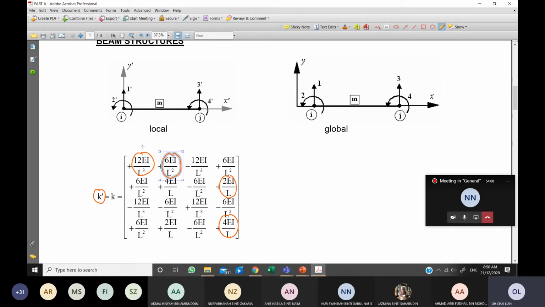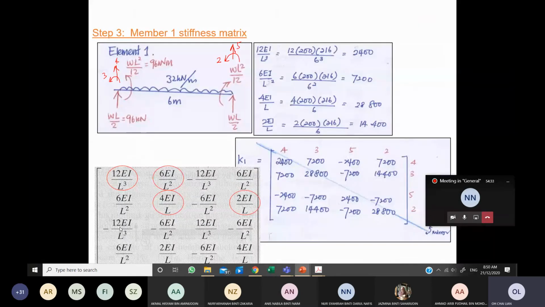Okay, like for example, at this K11, you have this 12 EI over L cubed. But at K13, you have negative 12 EI over L cubed. So you no need to determine again 12 EI over L cubed for so many times. You just put the K11 to K13 and apply a negative in front. Okay, therefore in this case, this is what we are doing. We are selecting this 12 EI, 6 EI, 4 EI, and 2 EI over L, to calculate what this is.